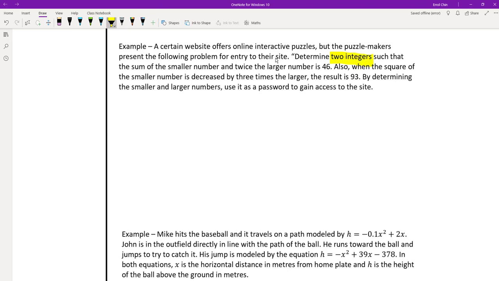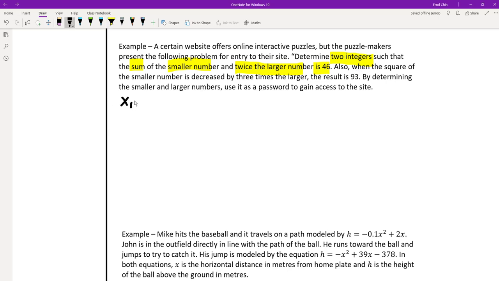So I need 2 integers, and first of all, the sum of the 2 integers. Now, the smaller number and twice the larger number, the word "is" means equals. Okay, so that's the first equation. So let's start with that.